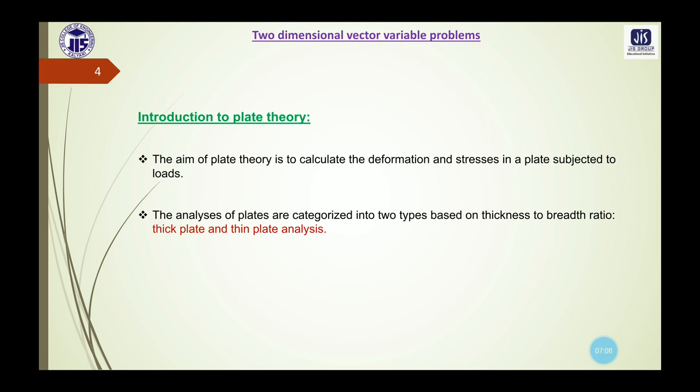Let me repeat that again. The concept of the thin plate, how to classify whether the plate is thick or thin, is based on the thickness to breadth ratio. If the thickness to breadth or width ratio of the plate is less than 0.1 and the maximum deflection is less than 1/10 of thickness, in that case the plate is classified as a thin plate.